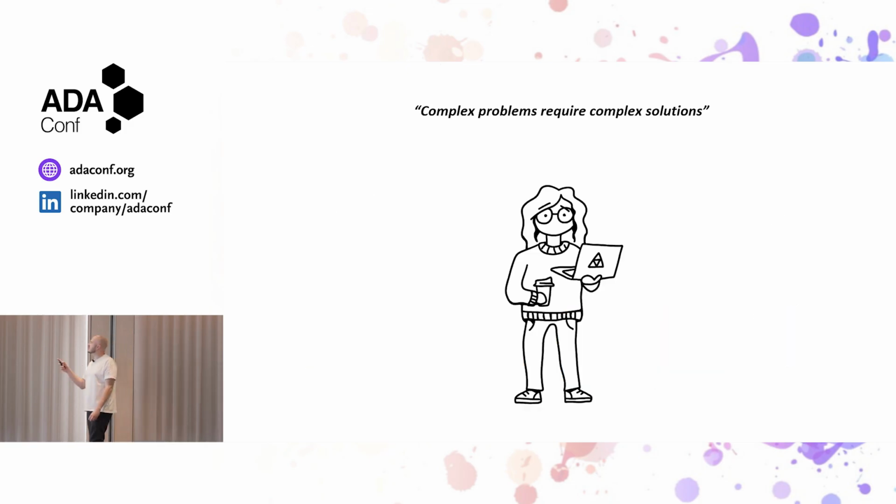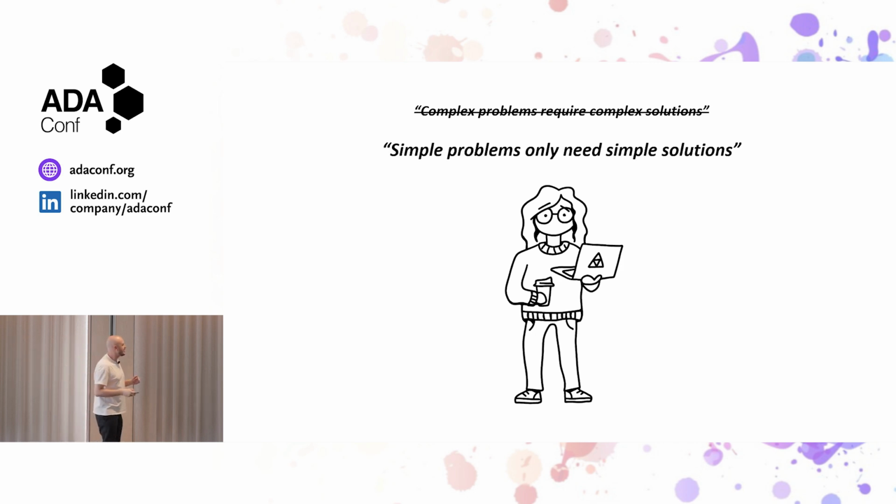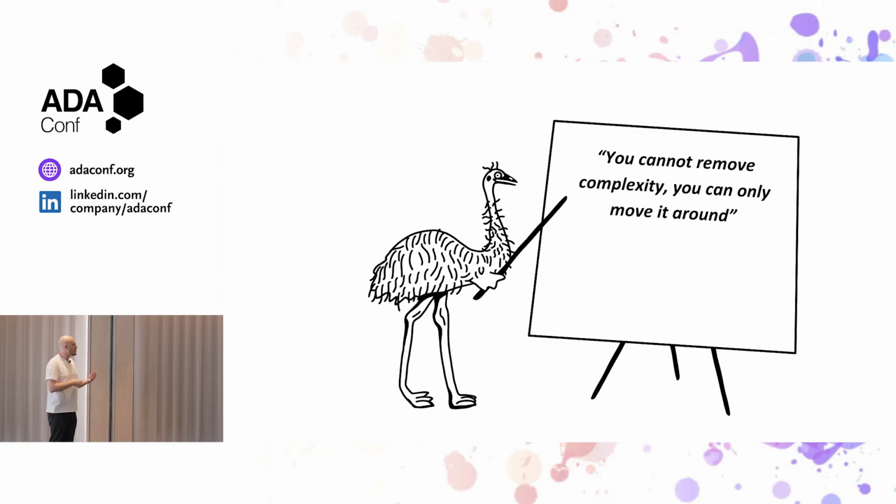And if we revisit our old truisms, complex problems require complex solutions, we can see that we're now benefiting from the other side of this same coin. So simple problems only need simple solutions. And the way we were able to get that was with DDD helping us to tackle this guy. You cannot remove complexity, you can only move it around.